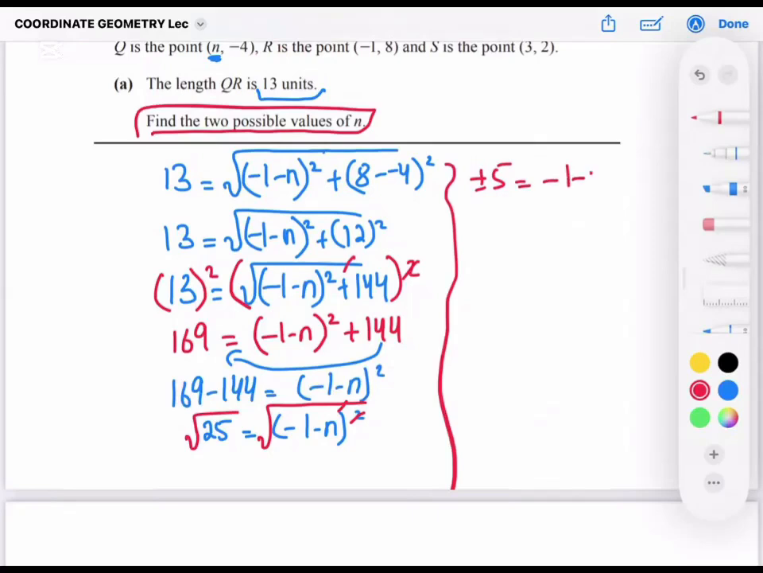Now minus 1 minus n. You can see that 5 has two signs, positive and negative. So first time I will write positive.